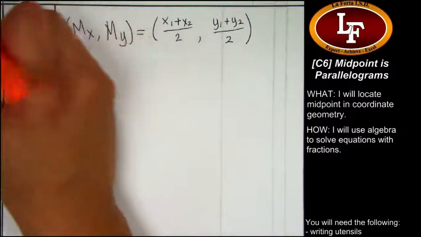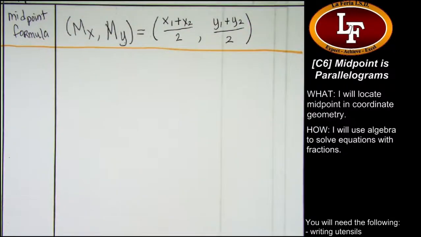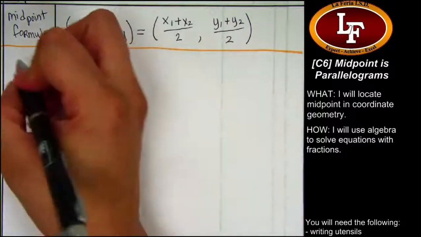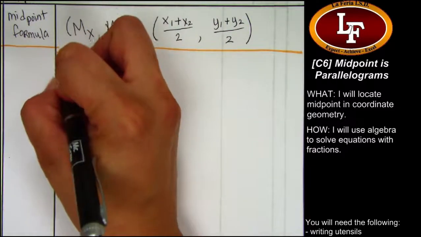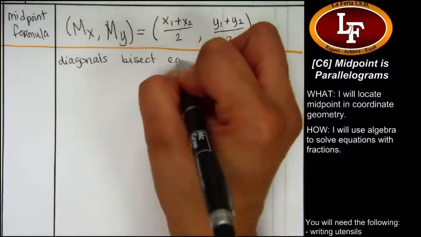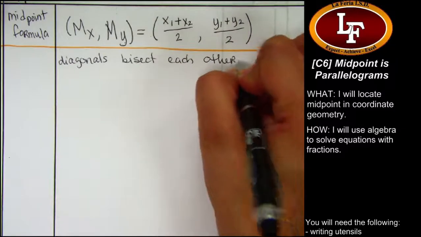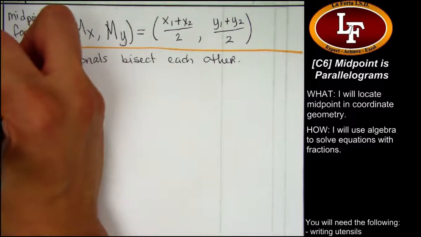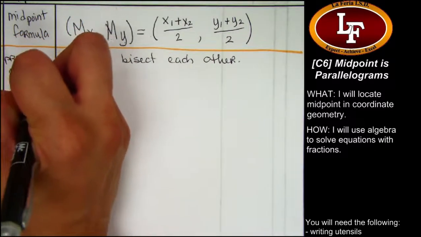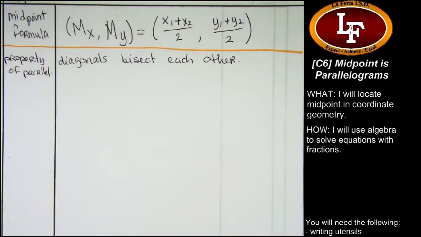All right, so using our midpoint formula, we are going to be figuring out if things are parallelograms or not. The reason we're doing this is because back in your properties of parallelograms, we had one property of a parallelogram that said that diagonals bisect each other. And because diagonals bisect each other, this means that they have the same midpoint. So this is a property of parallelograms. I don't have enough room to write it.